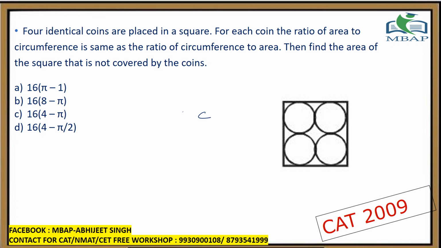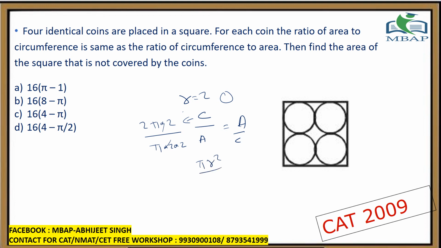The hint is that the circumference to area ratio is the same as the area to circumference ratio of a circle. In which kind of circle is that possible? It is possible only in a circle with a radius of 2. Because if the radius is 2, my circumference will be 2 pi into 2 and my area is pi into 2 into 2, which is the same.